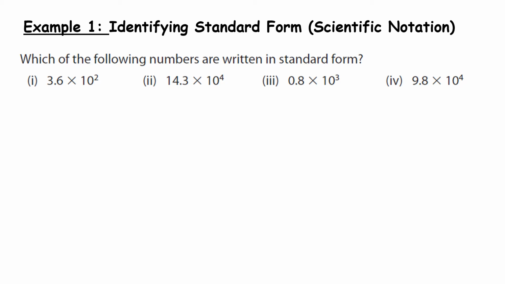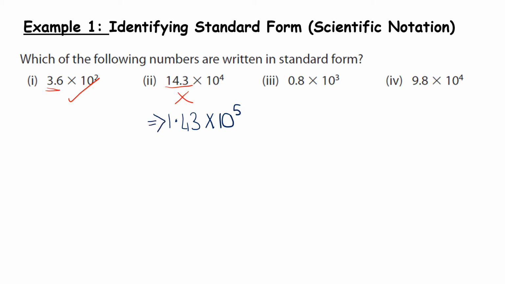Which of the following numbers is written in standard form? This first one, yes, because we have a number between 1 and 10 by 10 to a power. Second one, no, because it's 14.3. If we wanted to write this, it would have to be written as 1.43, and because we have made this number smaller, we need to increase our power to the power of 5 to keep it the same number.